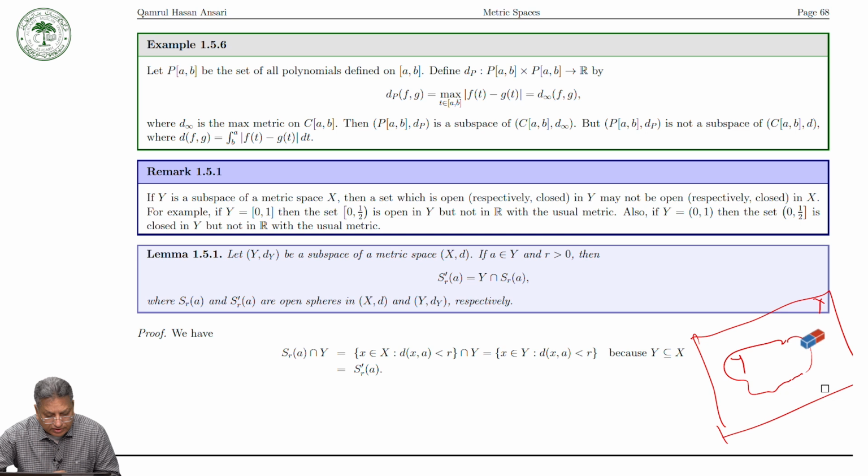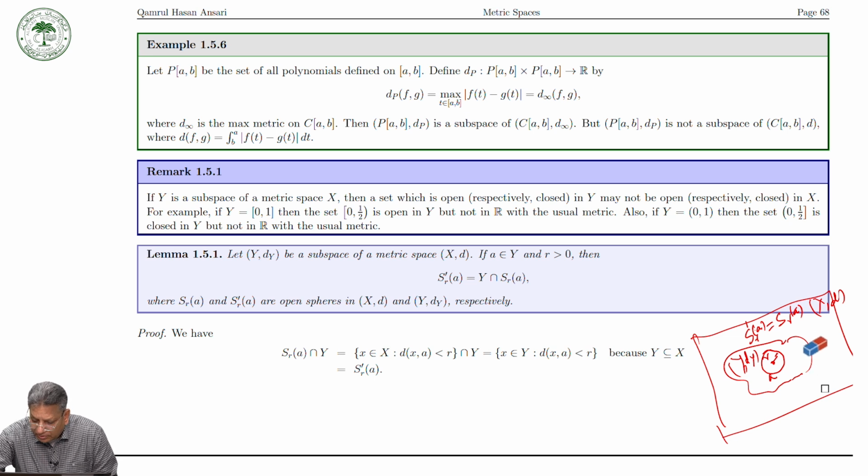Okay, now let us take a point. Suppose this is your point A in Y, and now you can define this ball with radius r. This ball is the same as S(A, r)', the ball with respect to the metric dY on Y, and it is the same as d of S(r, x, A).